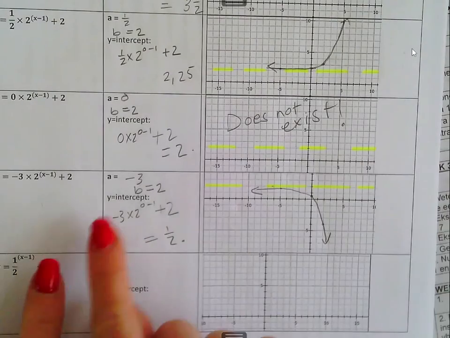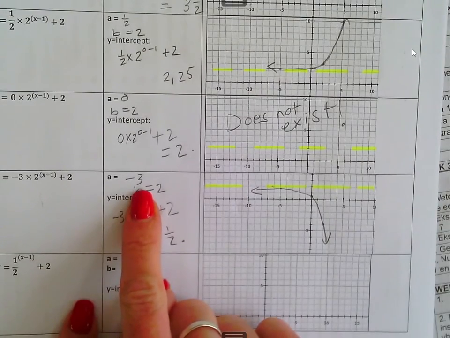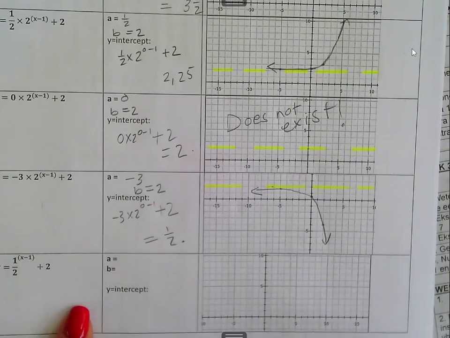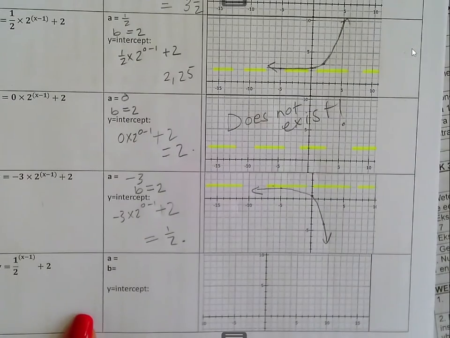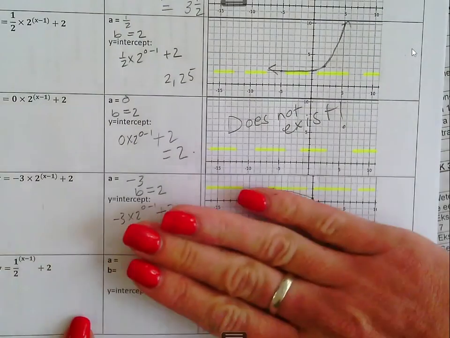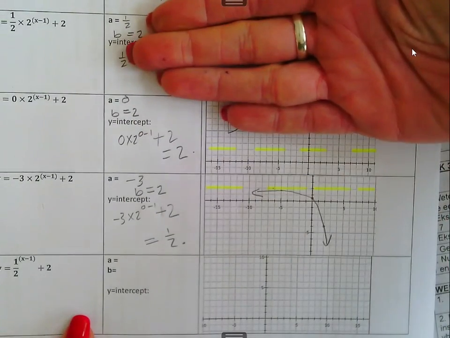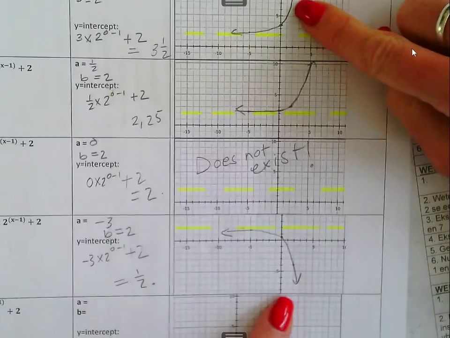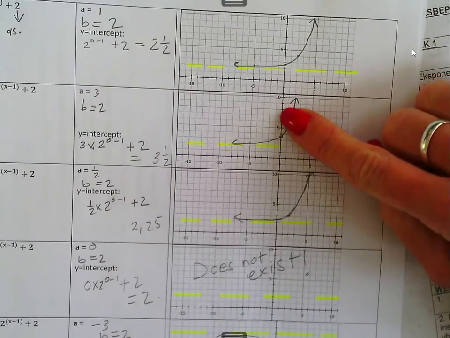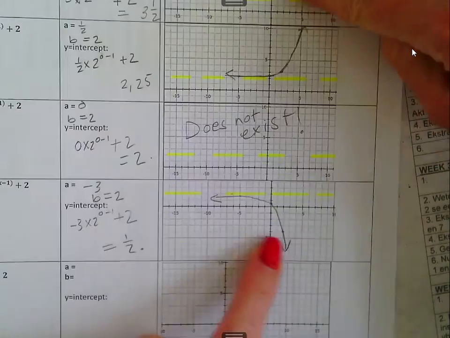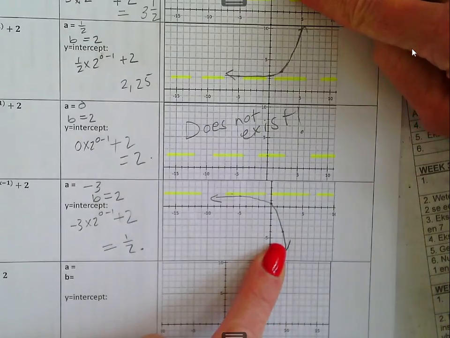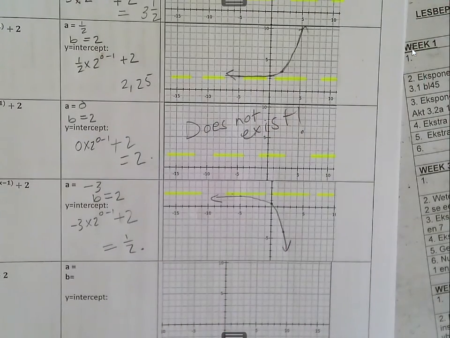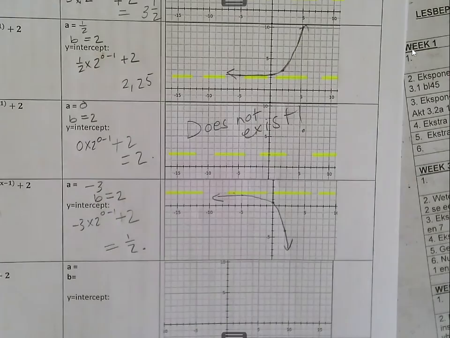So you see when the A value is negative, it flips the graph to the bottom. It's literally a reflection of what it would be if it was positive. Look at that one there, it's positive 3. And then look at this one, it's negative 3. It's exactly a reflection across the asymptote.